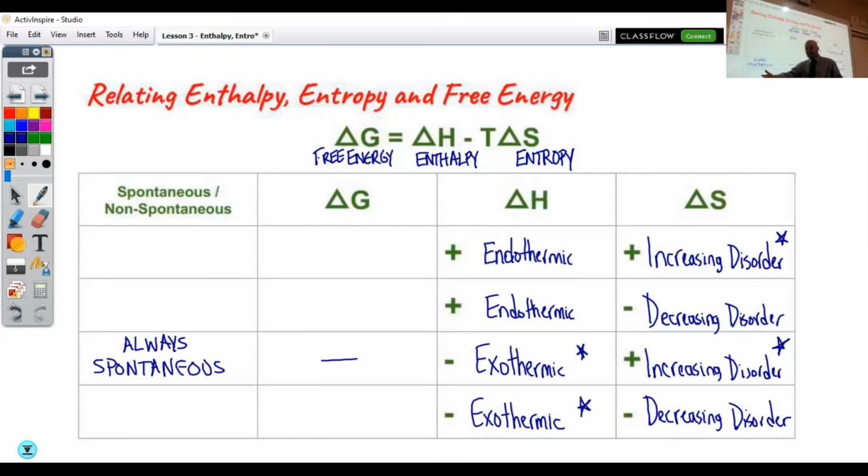If the reaction is exothermic, meaning gives off energy, ends up at a lower energy state, and increases in disorder at the same time. The worst combination are these two. So if you have a reaction that is endothermic, meaning heat energy is required, and disorder decreases, if you put in a positive value here and a negative value here, meaning this whole term is positive, that means delta G is going to be positive, and this reaction is never going to be spontaneous.